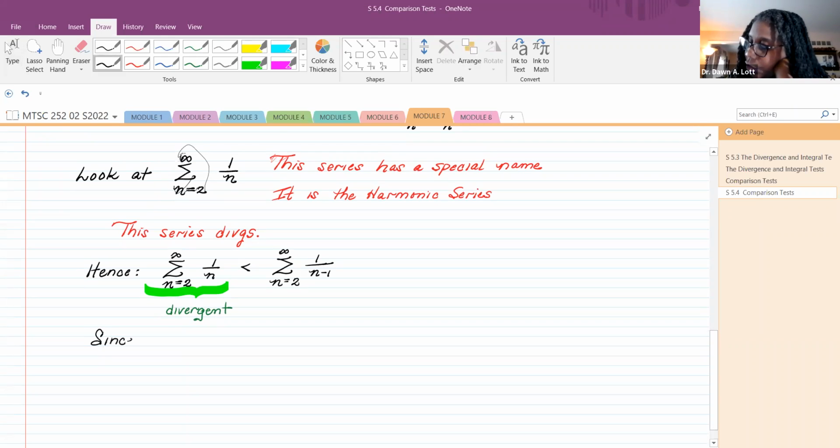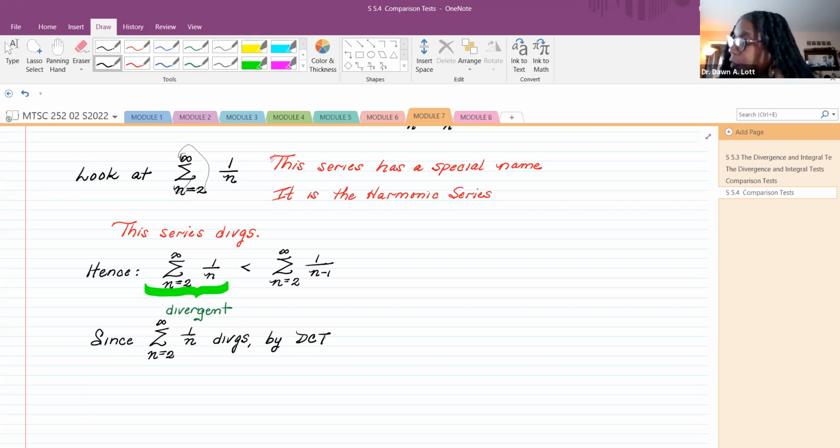So since the summation n equals 2 to infinity of 1 over n diverges, by the direct comparison test, it is directly smaller, I'm sorry, the other series is directly larger than something that diverges. So by the direct comparison test, the summation n equals 2 to infinity of 1 over n minus 1 also diverges. If the series is bigger than one that diverges, it also diverges. Okay, any questions?